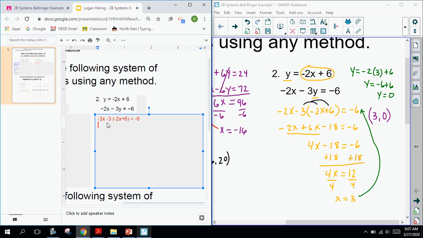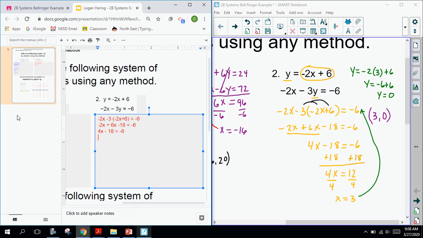As I'm going through here, I bring the -2x down. We were distributing there, so we get the plus 6x, and then minus 18, and that's equal to negative 6. All right, we're combining our like terms: the negative 2x plus 6x gives me the plus 4x. So there we go, we got 4x, and the minus 18 would come down, equals the negative 6.